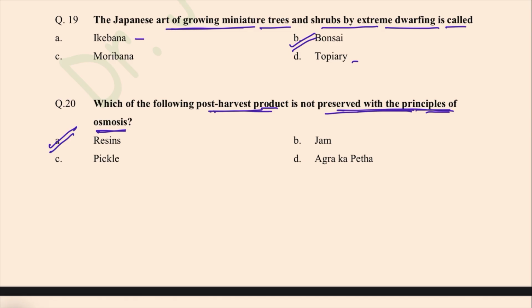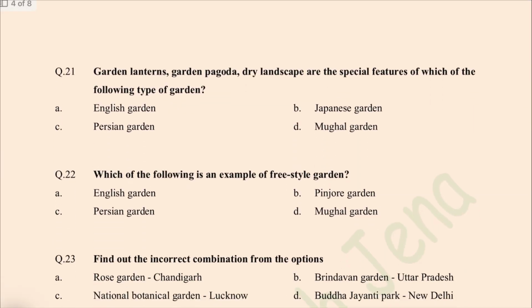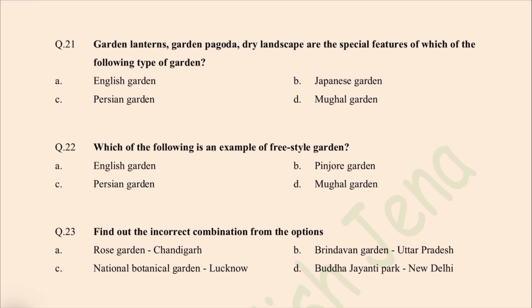Next question. Garden lanterns, garden pagoda, dry landscape. These are special features of which of the following types of garden? That is Japanese garden. Japanese gardens are highly symbolic, striving to represent nature in a miniature and spiritual form. Key elements of a Japanese garden include stone lanterns or toro, pagodas, and the use of dry landscape, that is kare sansui, where meticulously raked sand or gravel represents water.